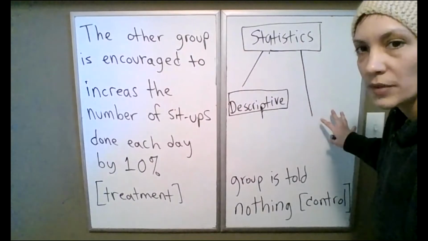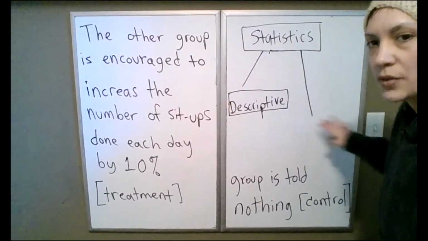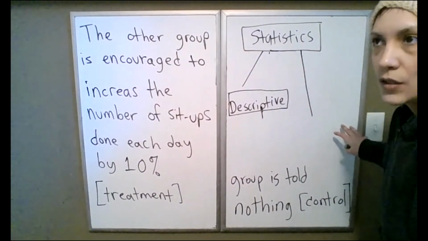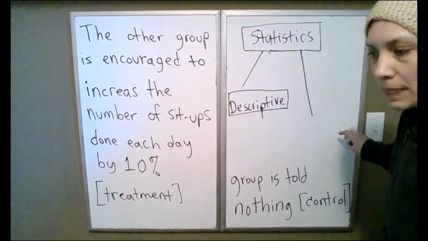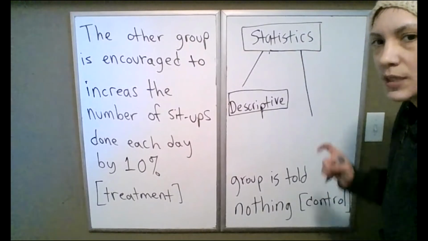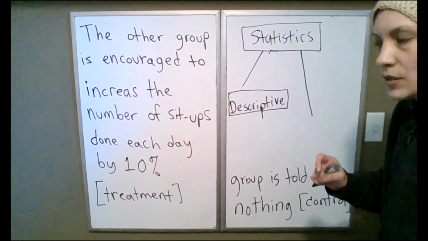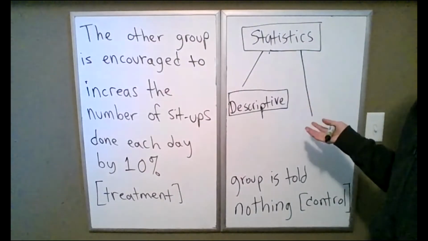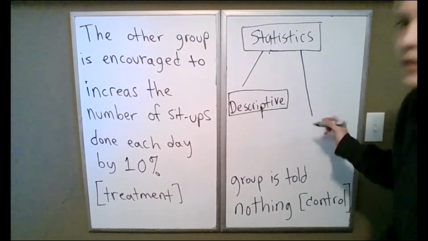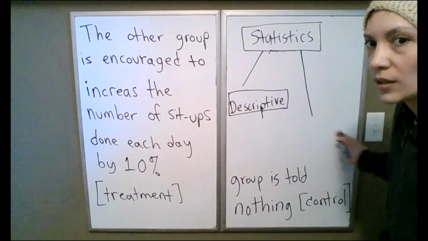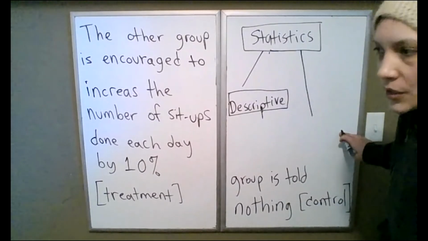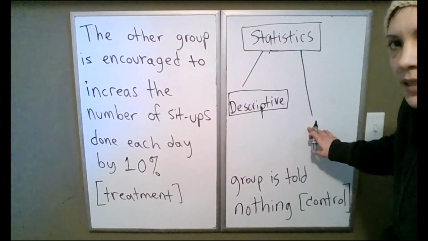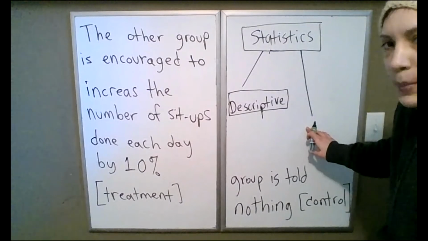Or you can go over here and do inferential statistics. So you choose a sample, learn something about that sample, and use that information to apply it to the whole population and know something about the entire population. But the population was too big to collect all of the data from. So you're not describing what's happening, you're inferring what's happening.